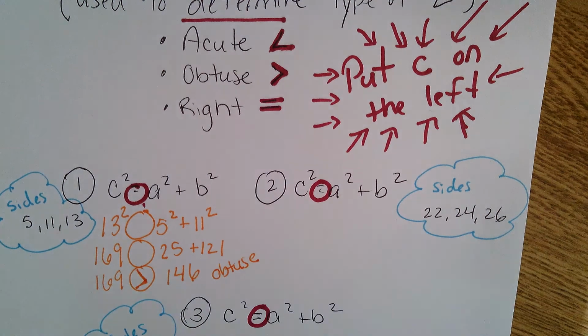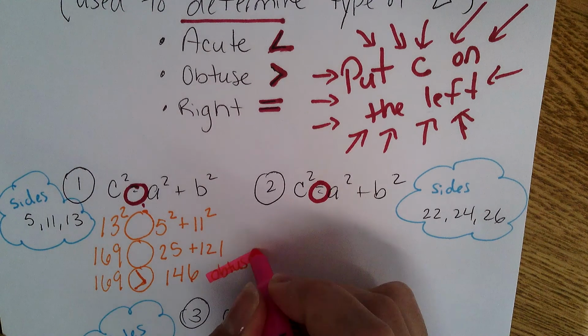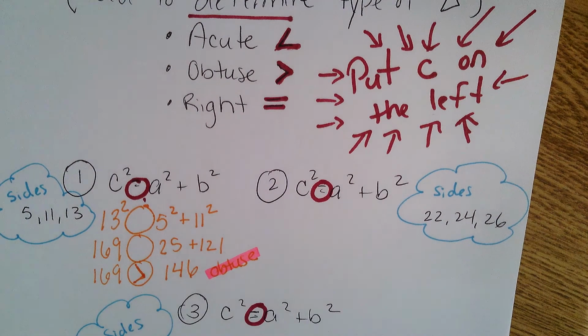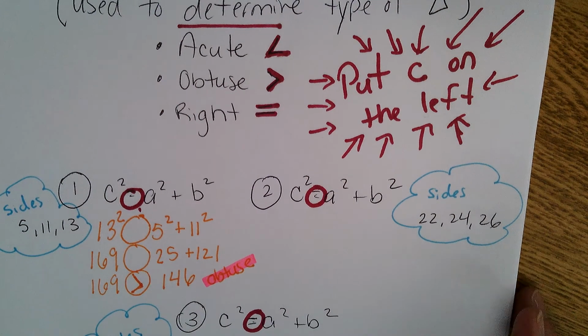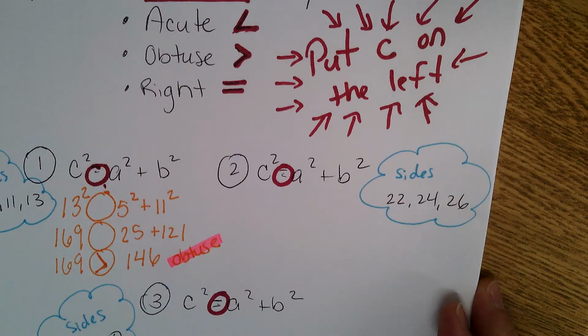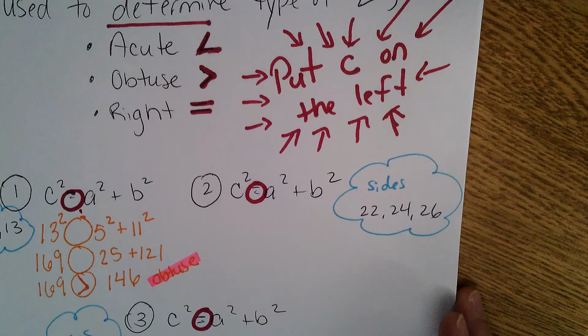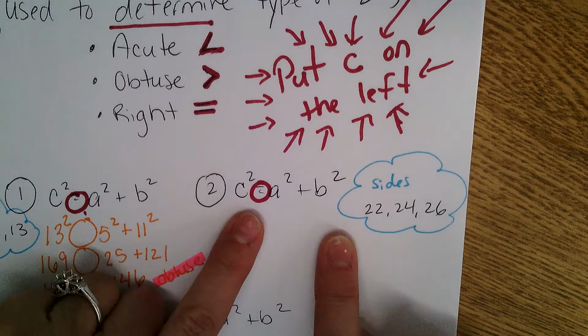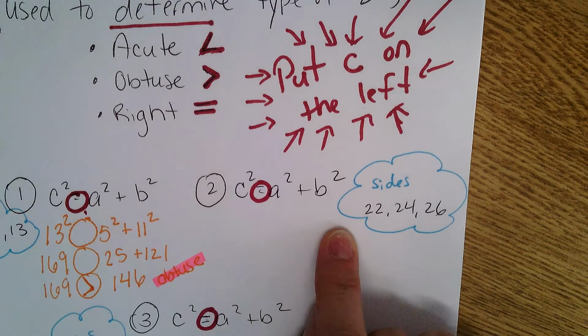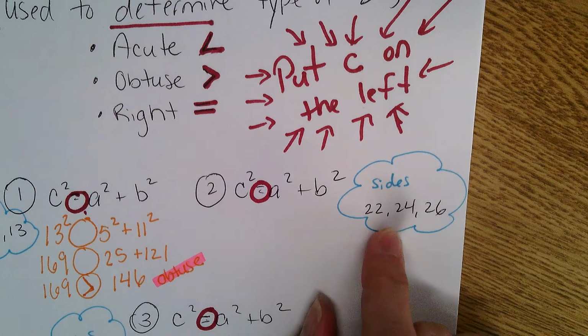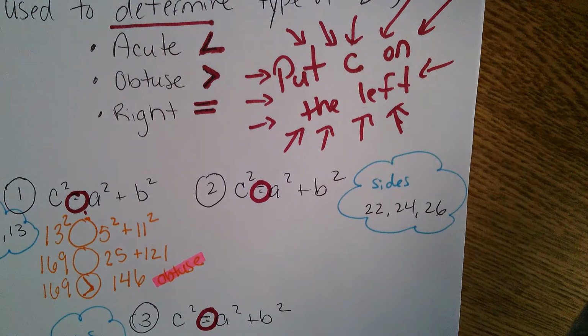So this is the answer that I would want you to type in if we're doing a form, obtuse. All right, let's try that again. I'm going to give you three side lengths again. Move it over just a little bit, get you in the middle. I don't know. So I'm going to say, okay, the longest side is going to be my C. That's my first thing.